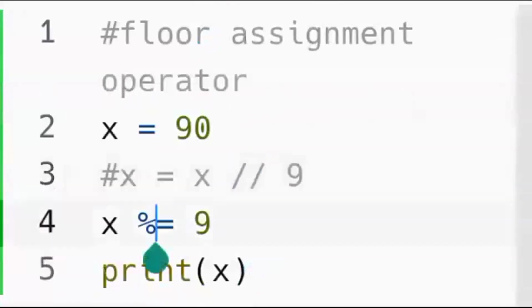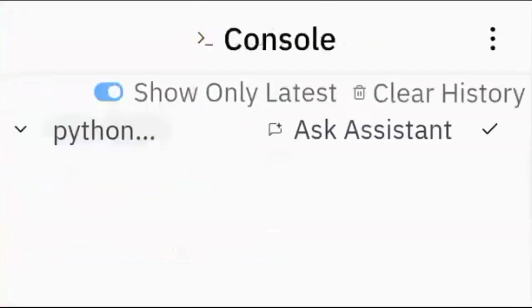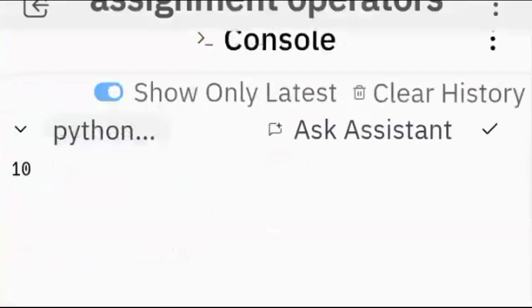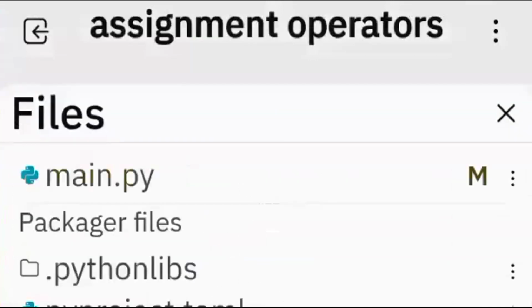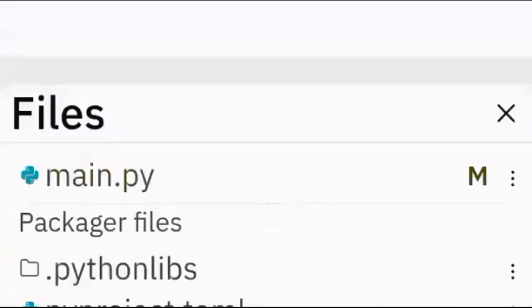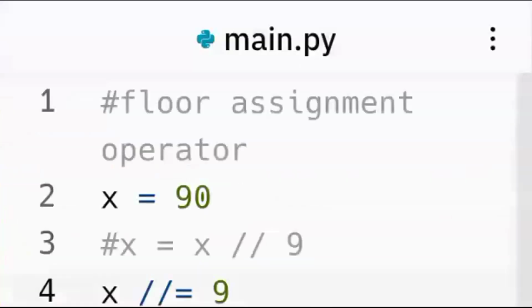Okay, then you have the floor assignment operator. We have done some projects using the floor operator. Floor in this case is slightly different. Here, instead of writing the remainder, if you divide x by 9, you have to find the result, the quotient, and then assign that value back to x. So if it is 90, then 90 divided by 9 is 10. If it is 9, 9 divided by 9 is 1.